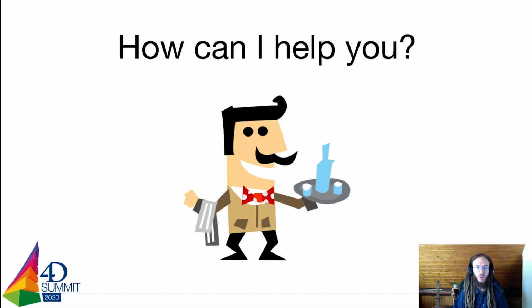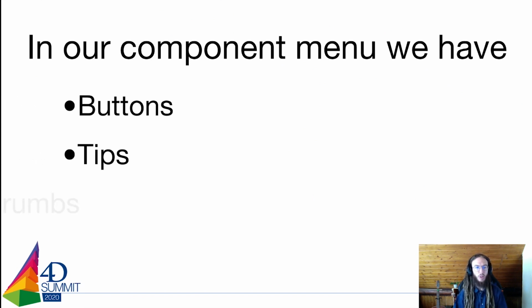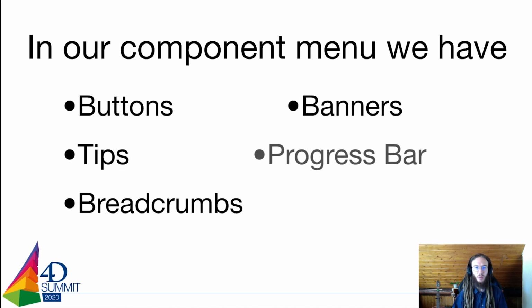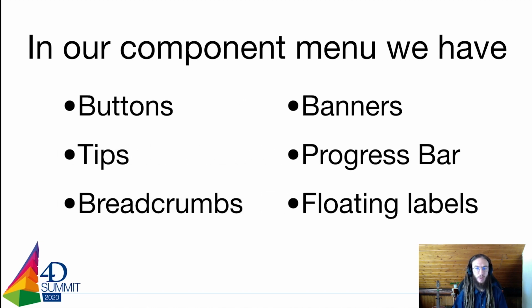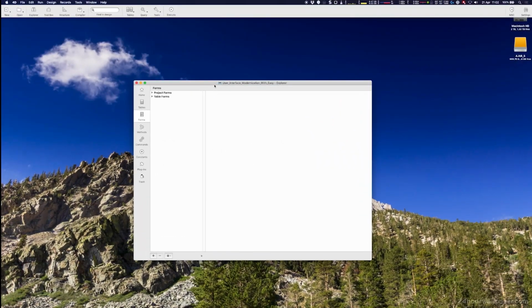So in AJAR we have developed some components into a suite of components we call AJUI suite, and in the component menu we have buttons, tips, breadcrumb, banner, progress bar, and floating label. So enough talking, let's dive into a small demonstration. We will see some examples of forms made with our component.